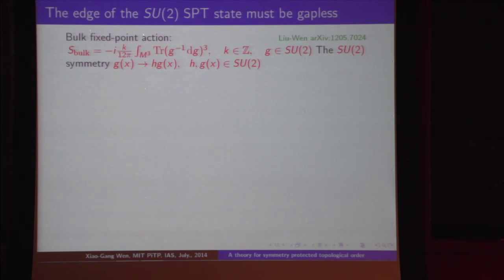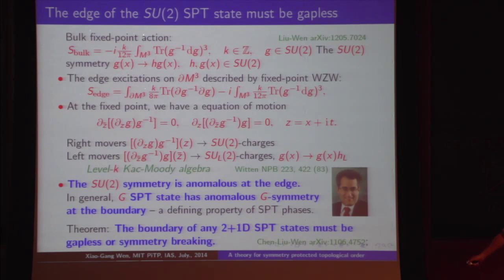This can be explained in the following way. In the bulk, we know that this SU2 SPT state is described by this topological nonlinear sigma model, where the fixed point action just has this pure topological term, no other term. Then what about the boundary? On the boundary, it's very simple. We say, okay, now M3 has a boundary.